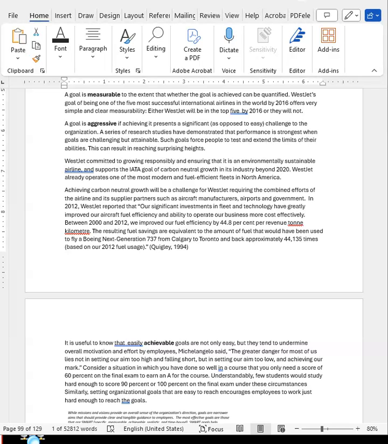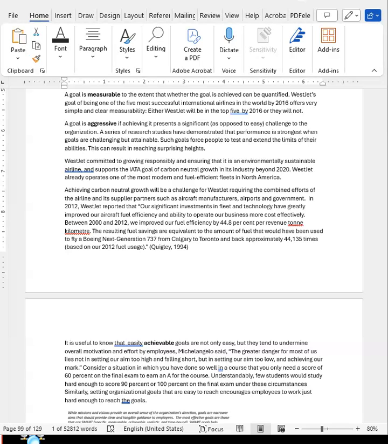Quigley, 1994. It is useful to know that easily achievable goals are not only easy, but they tend to undermine overall motivation and effort by employees. Michelangelo said, the greater danger for most of us lies not in setting our aim too high and falling short, but in setting our aim too low and achieving our mark.